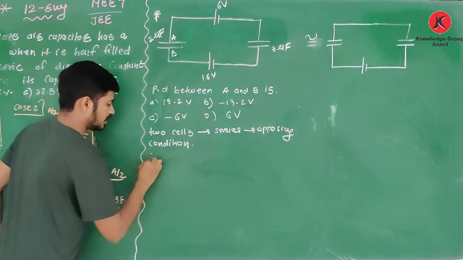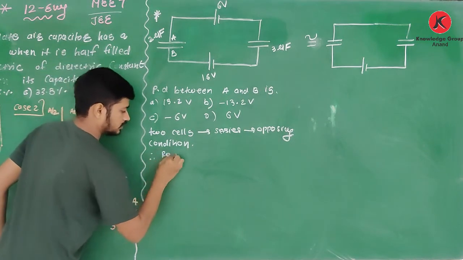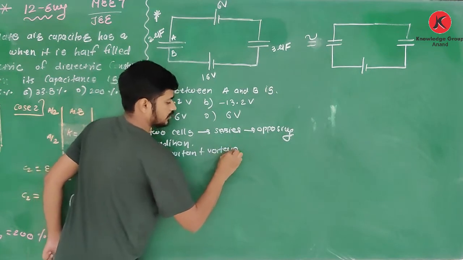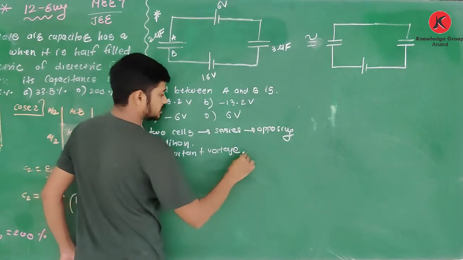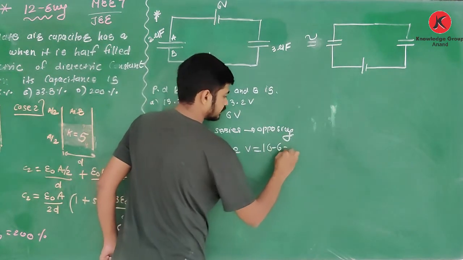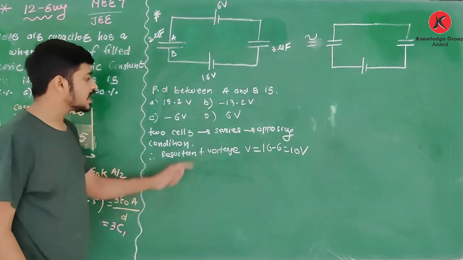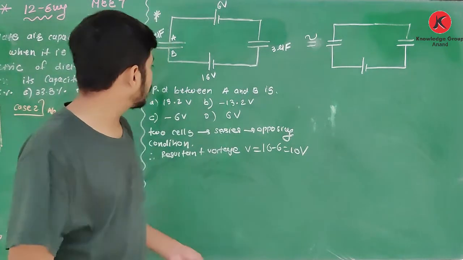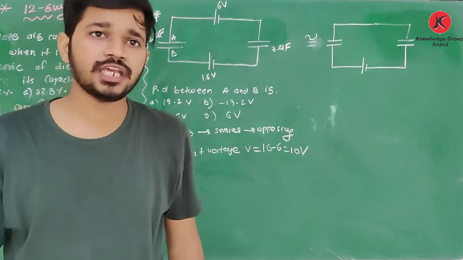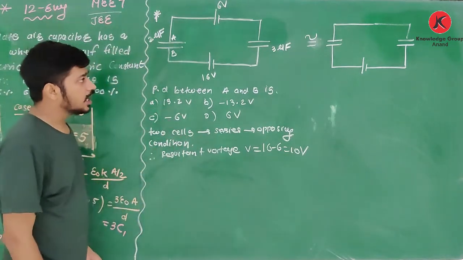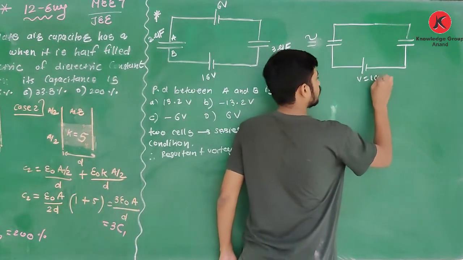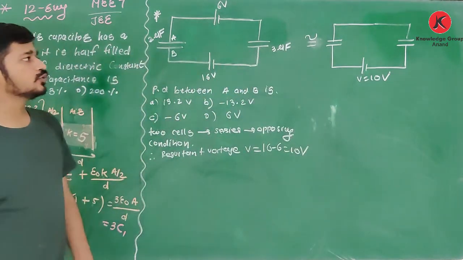So therefore, resultant voltage V is equal to 16 minus 6, which is 10 volt. Why minus? Because they are in opposing condition. Opposing condition means minus plus, plus minus. That we have discussed in chapter number 3. So yes, I can replace these two cells by only one cell having voltage V equal to 10 volt.